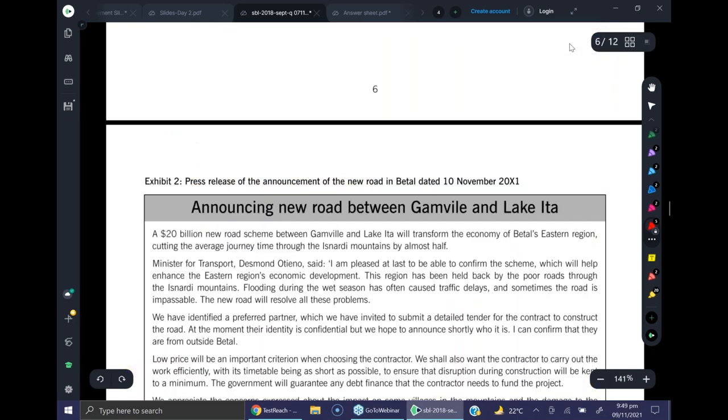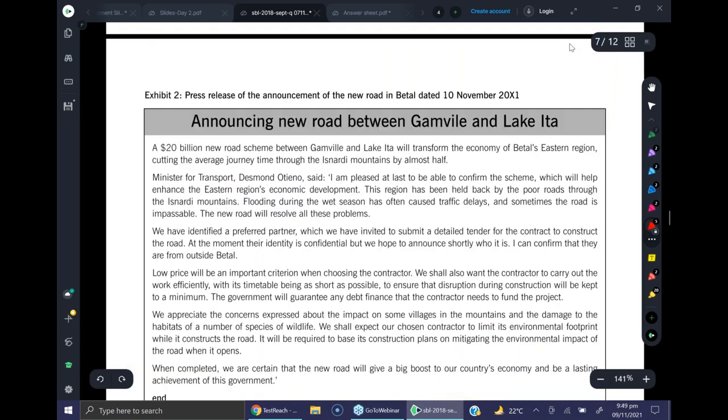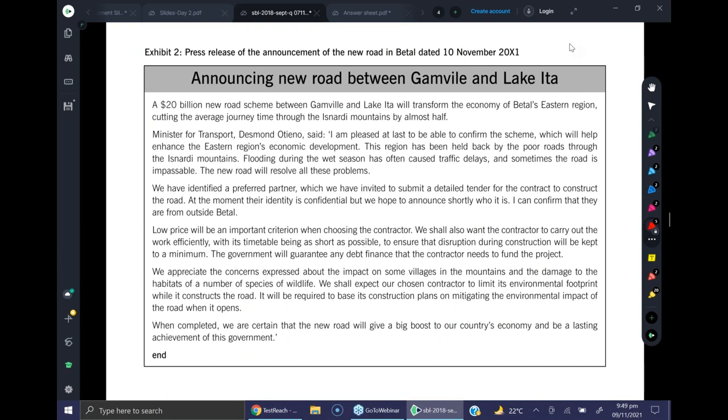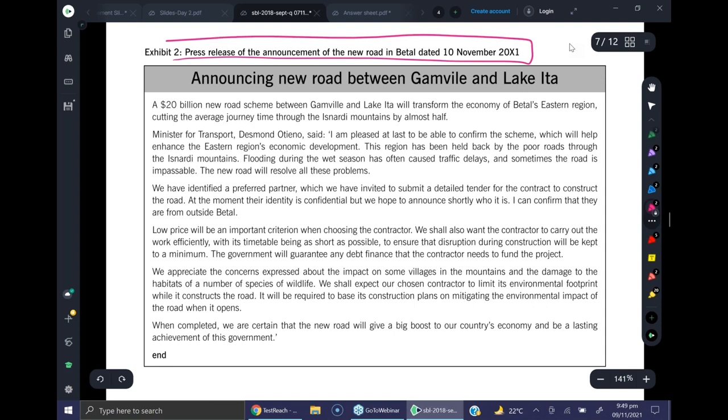Exhibit 2 is a very quick, interesting exhibit, and this is a press release of the announcement of the new road in Beetle, dated 10th November. So, a press release of the new road in Beetle. I think this information is very relevant to question number 1 because that is about the new road in Beetle. What do you guys say? Maybe. Let's read it first.